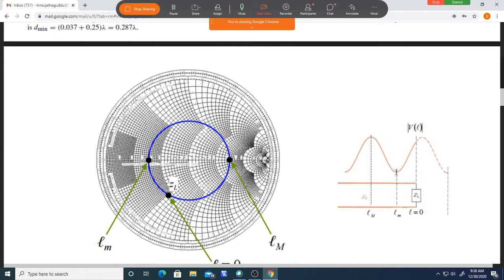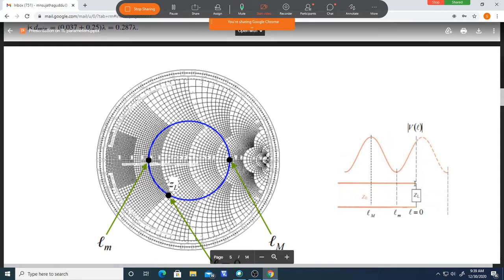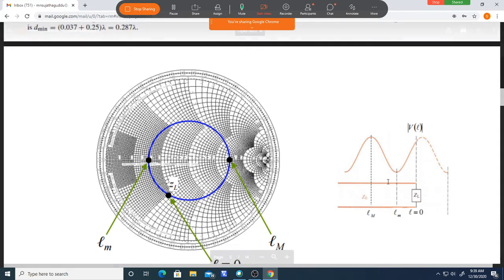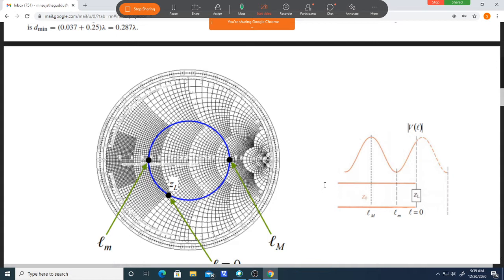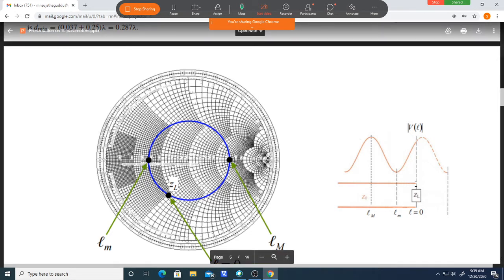Similarly, this is a minimum voltage, and that minimum voltage will repeat again here. That means from here to here is equal to lambda by 2, 0.5 lambda. So every lambda by 2 distance, the values of impedance, current and voltage will repeat over a transmission line. That is a property of the standing wave pattern on the transmission line.